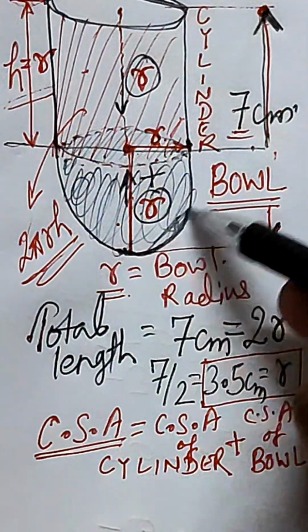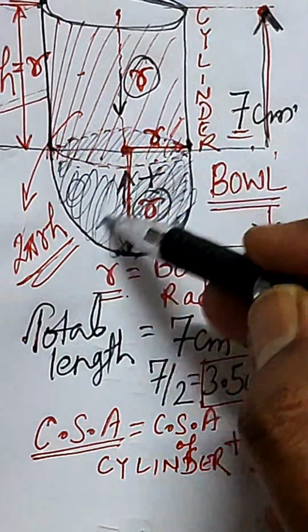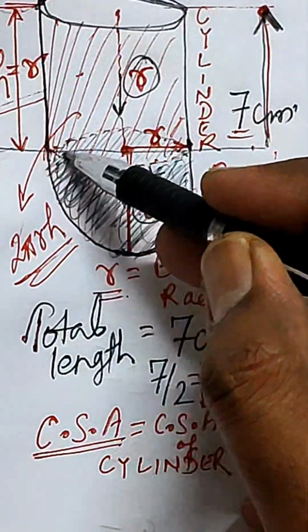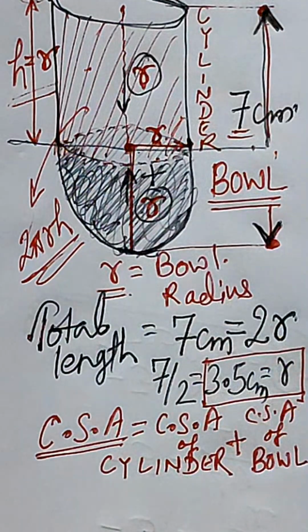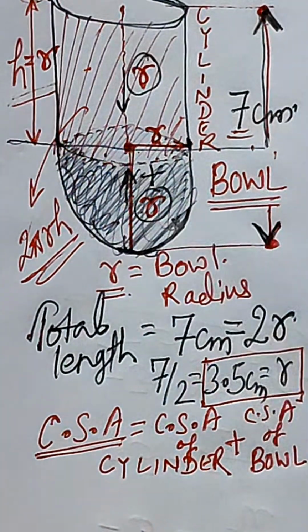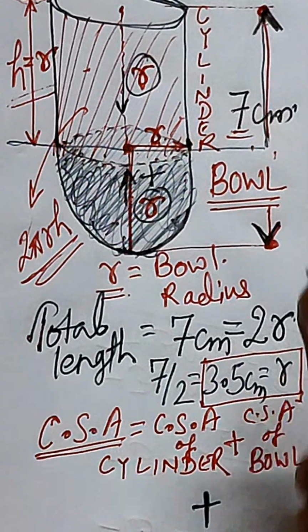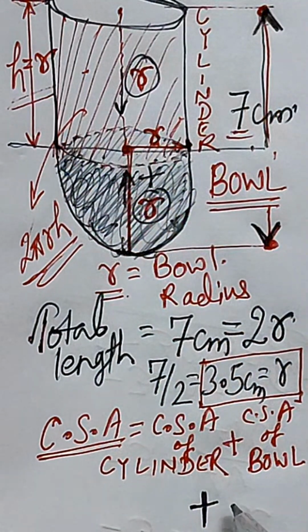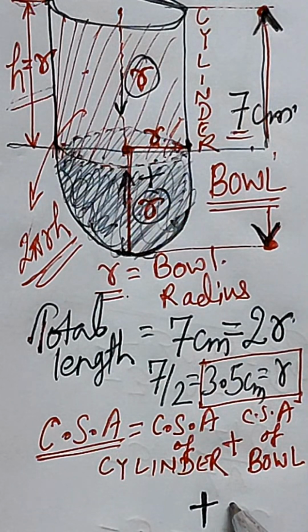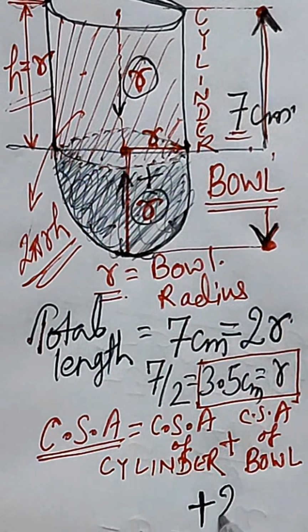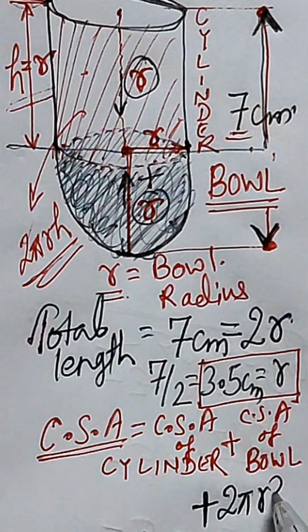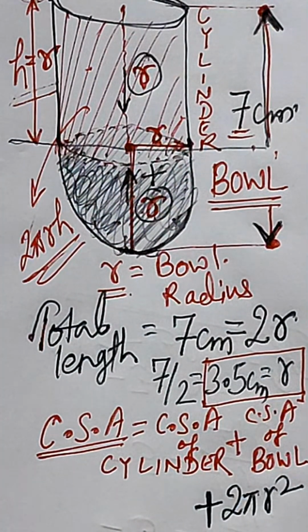I think you are able to understand the picture. For this bowl, what will be the surface area? For the full sphere it is 4 pi r square, so for a hemisphere it is 2 pi r square. So put the value of 2 pi r square.